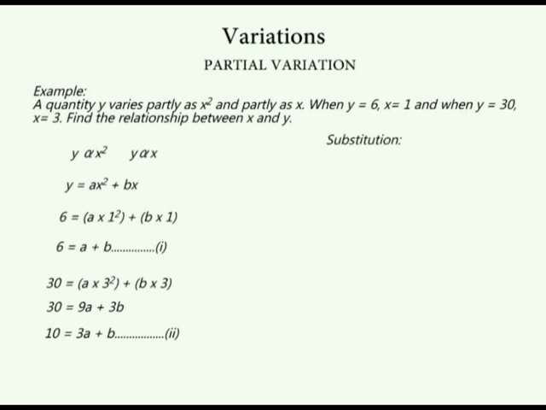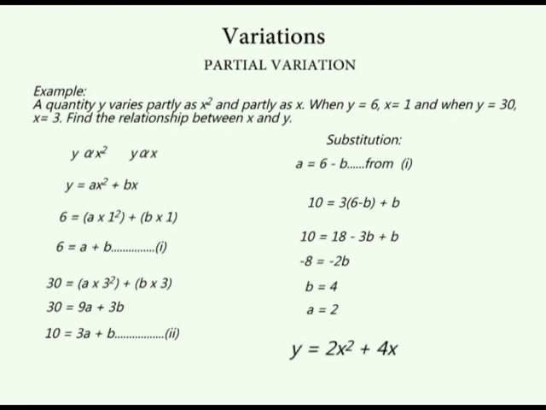We use substitution method. Rearrange equation 1. a is equal to 6 minus b. Substitute this into the second equation. 10 is equal to 3 into 6 minus b plus b. 10 is equal to 18 minus 3b plus b. Minus 8 is equal to minus 2b, and b is equal to 4, which means a will be equal to 2. That is 6 minus 4. And so the relationship will be, substituting that into our general equation, y is equal to 2x squared plus 4x.